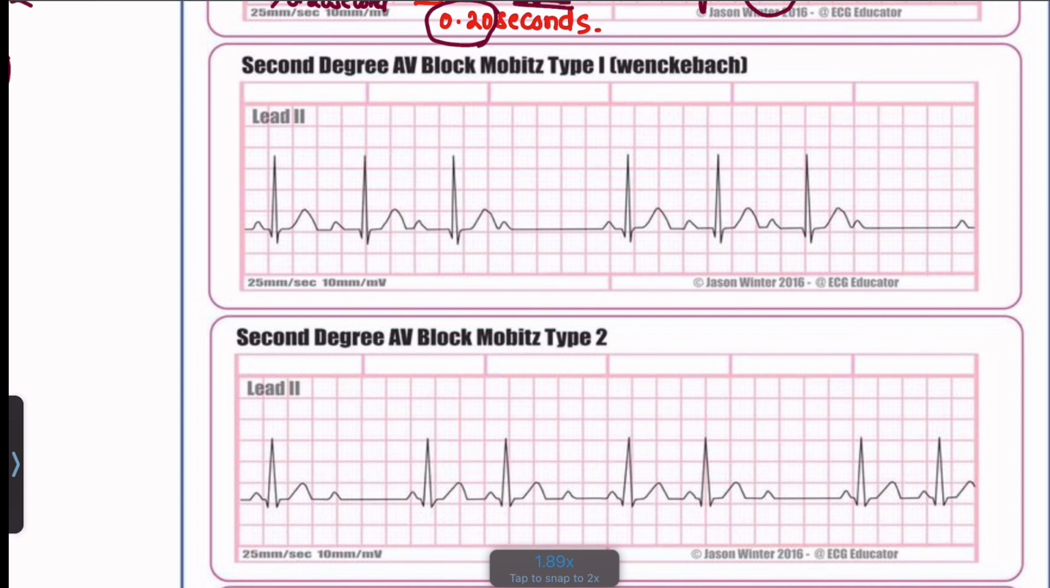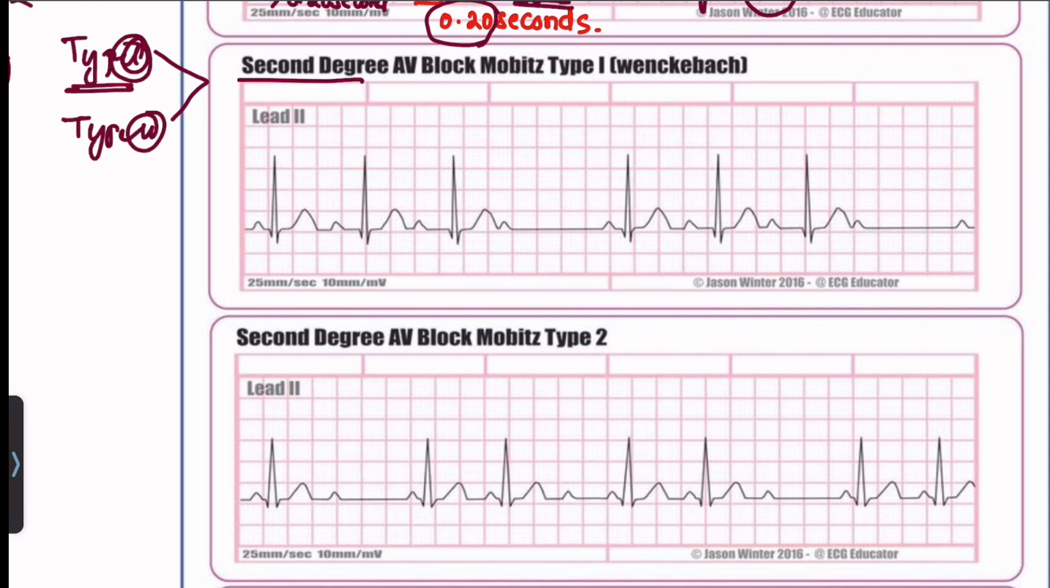Let's look at the second degree AV block type 1. The second degree heart blocks are divided into type 1 and type 2. The type 1 is also called the Wenckebach phenomenon, which is very important. So let's see the ECG of type 1 in second degree heart block.